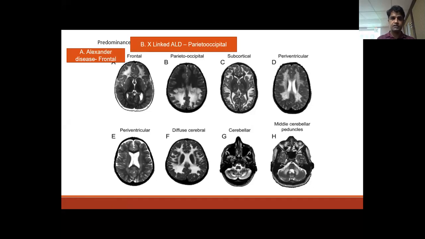Next, the next one is subcortical white matter involvement.